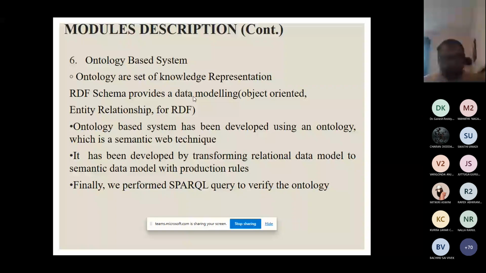Data modeling like object oriented, entity relationship, all those things. So this RDF schema provides the data modeling for RDF. What is RDF? RDF is the Resource Description Framework. Actually, before going to ontology, you have to know this area. The area of ontology is the semantic web.